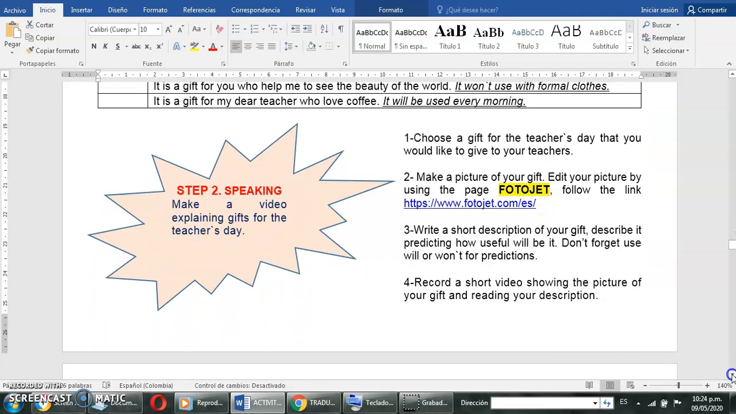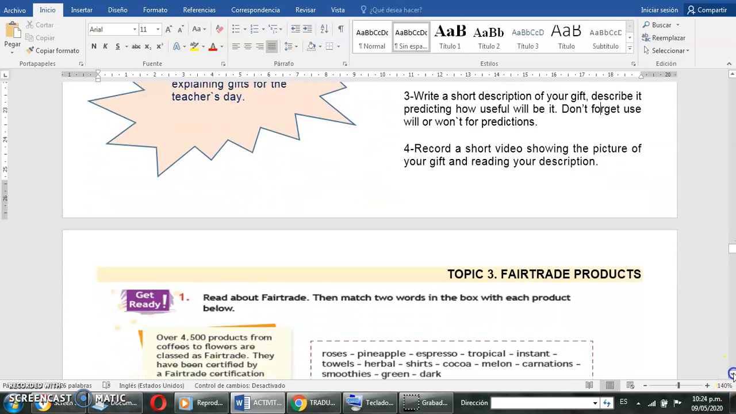And the step 2 for the final project is a speaking, so you have to make a video explaining a gift for the teacher day. The idea is that you choose a gift and you have to take a picture of your gift on internet, or you have to take a picture of an object, a gift, and you can edit that picture using Photoshop. Please follow the link and follow the instruction there.